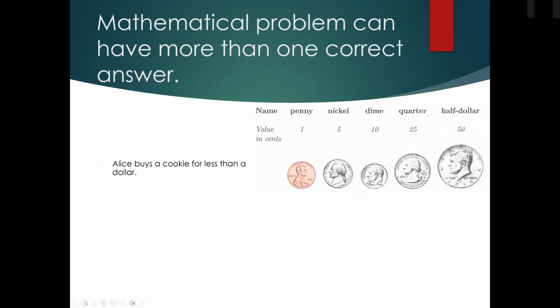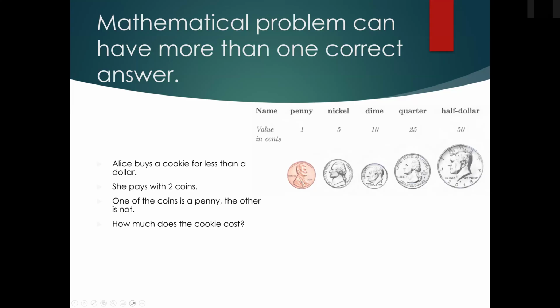let's see. Alice buys a cookie for less than $1. She pays with two coins. One of the coins is a penny, the other is not. How much does the cookie cost? So if you remember from the warm-up problem, we need to recall that when we have problems such as these, we are looking for all possible answers, not just one.